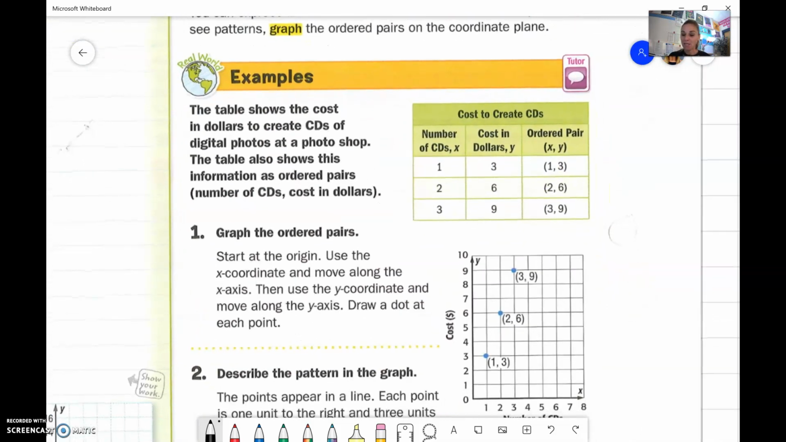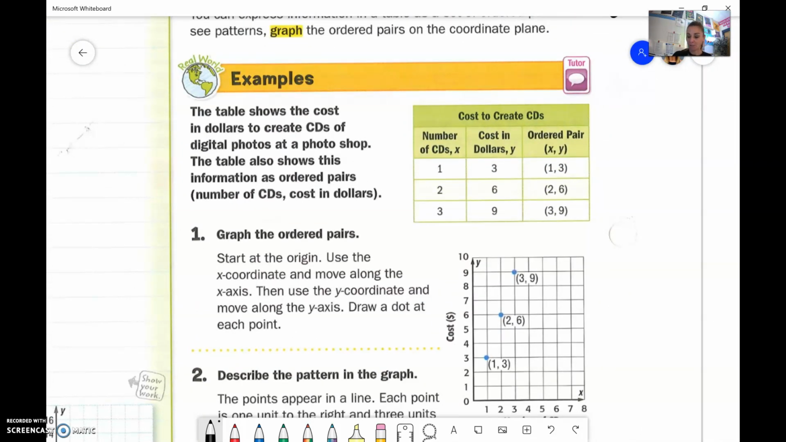All right, this table, I love this example. This table shows the cost in dollars to create CDs of digital photos at a photo shop. The table shows this information as ordered pairs. So one CD is going to cost $3. Two CDs is going to cost $6.